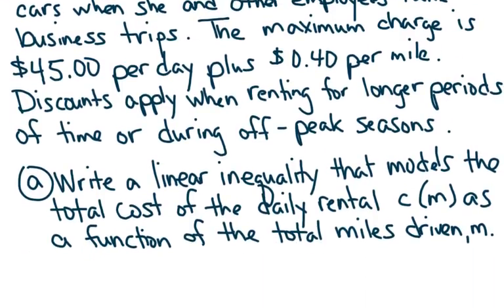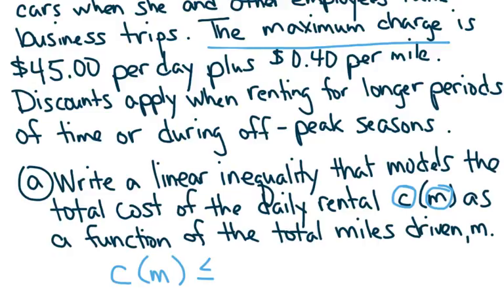We want to write a linear inequality that models the total cost of the daily rental C(M) as a function of the total miles driven M. In other words, we want to write an inequality that represents the cost per mile. That's what the function notation means. So the cost per mile has to be less than or equal to... well, wait, where did I get that from? From here.